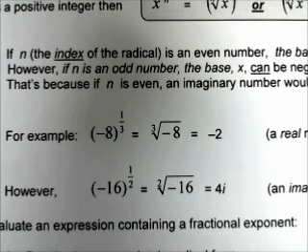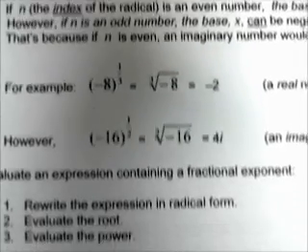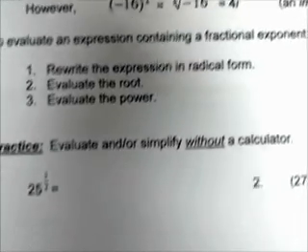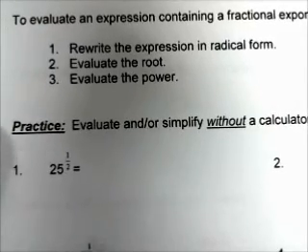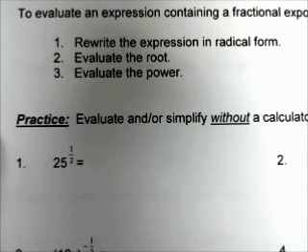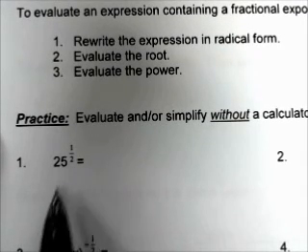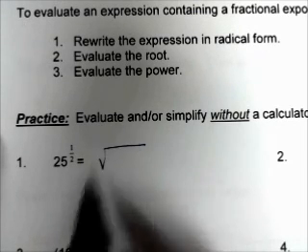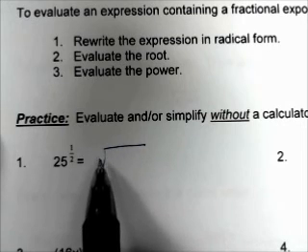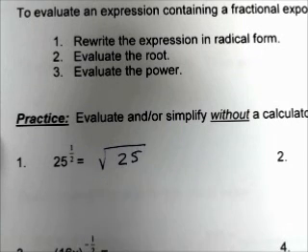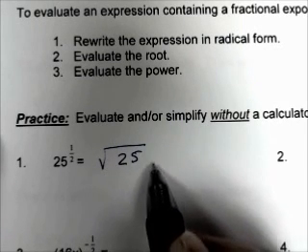To evaluate an expression containing a fractional exponent, we're going to rewrite the expression in radical form. We'll evaluate the root and then evaluate the power. So we want to evaluate or simplify without using a calculator. So this 25 to the 1/2, remember the denominator is the root, so this is equivalent to the square root. And when we write square root, we omit the index of 2. So this is equivalent to the square root of 25 raised to the first power, and the square root of 25 is 5.